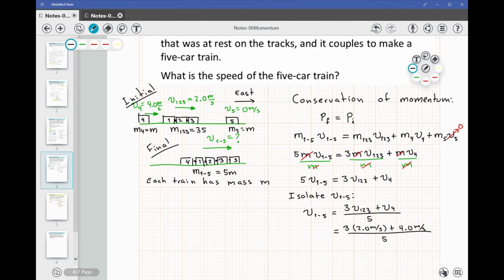and after doing this math, we get the final velocity for trains 1 to 5 moving together, and you get 2.0 meters per second. So this is the velocity of the 5 cars stuck together.